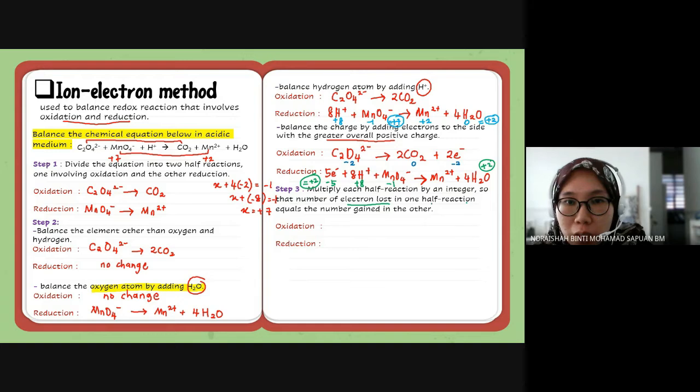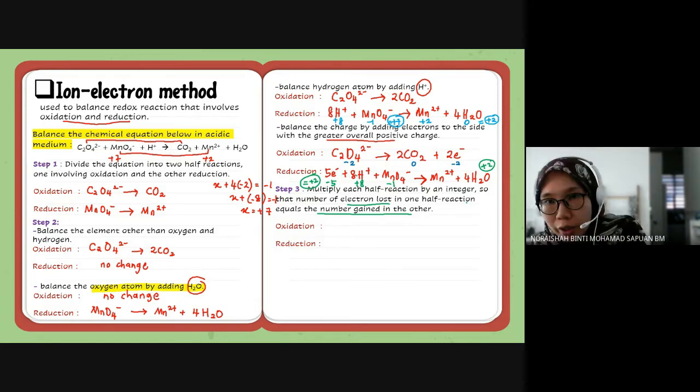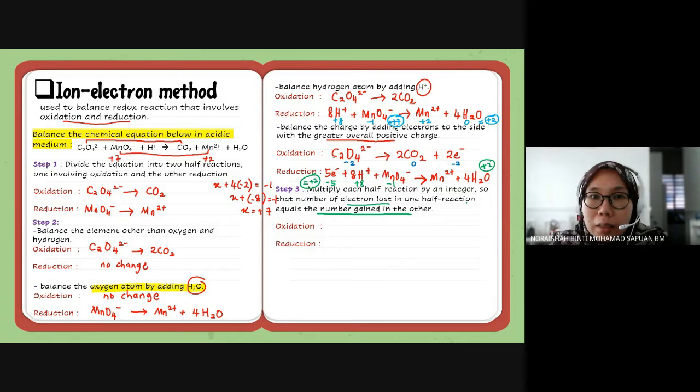Okay, so steps seterusnya, multiply each half fraction by an integer so that the number electron loss in one half fraction equals the number gain in the other. Okay, dekat sini kita kena samakan bilangan elektron yang hilang. Antara oxidation dengan reduction, kita nampak ada bilangan elektron yang kita tambah dekat sini. Jadinya kat sini kita kena samakan bilangan elektron tu, sama ada kita darab both ataupun darab salah satu supaya dia samalah. So dekat sini dalam case ni 2 dengan 5, so that 2 tak boleh multiply any number to get 5. So kita kena multiple each other. So that oxidation tu 2 darab 5, reduction tu 5 darab 2.